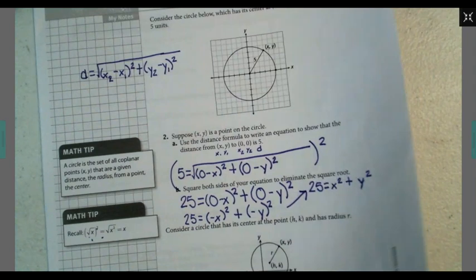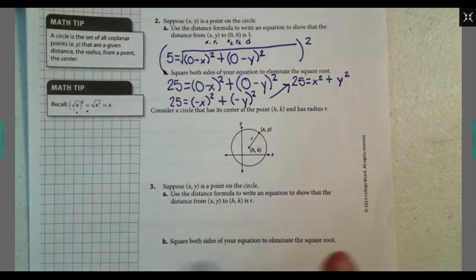Well, that's if the center was located at the origin. Let's take a look at what would happen if the center is not located at the origin. What if it's located at a point called h, k? And it has a radius of r, because I don't know the radius either. So we're looking for some generalized formula. It says, use the distance formula to write the equation to show that the distance from x, y to h, k is r.